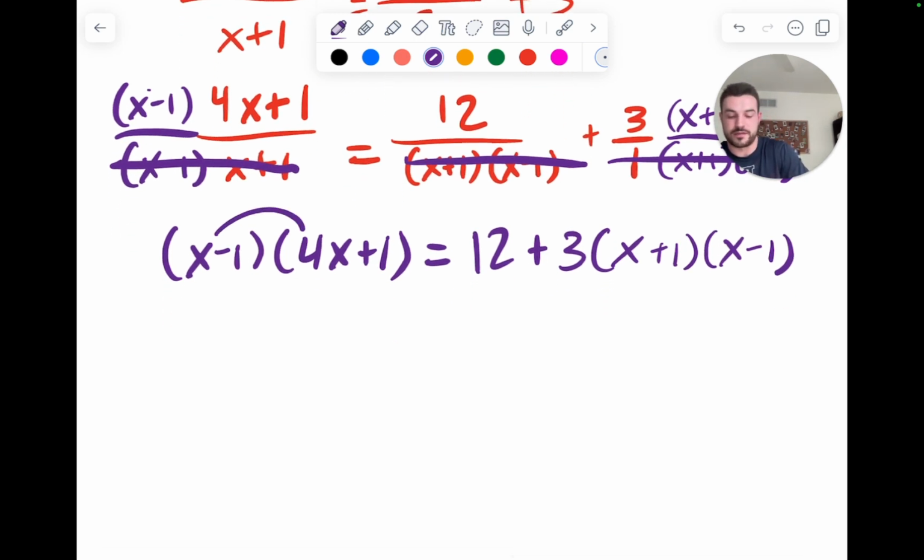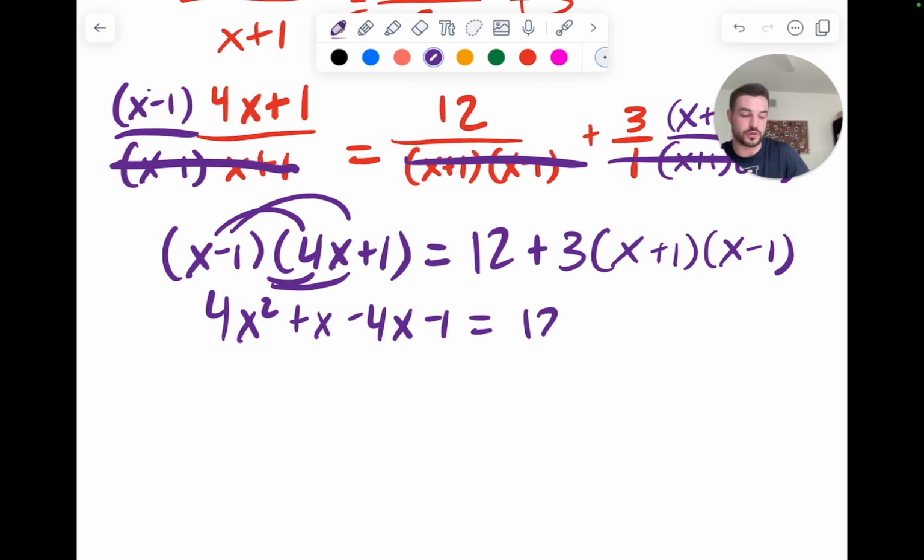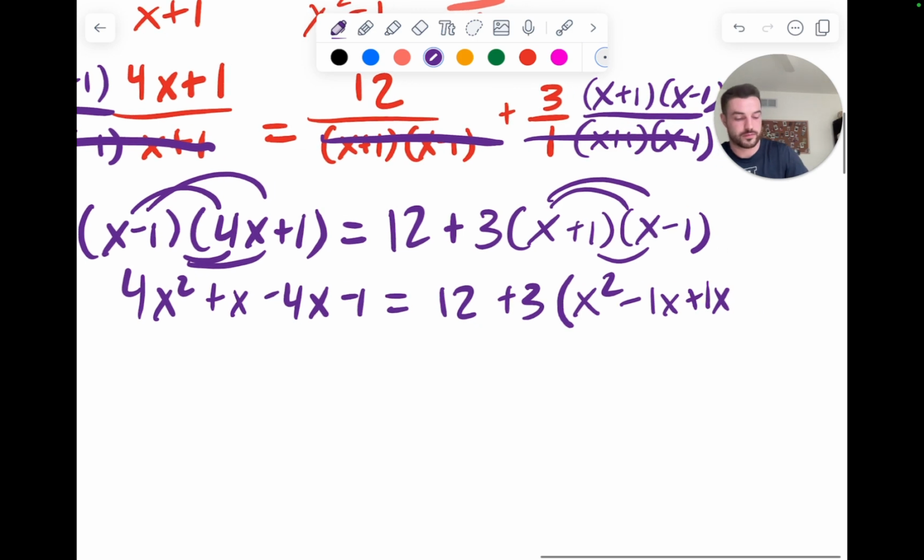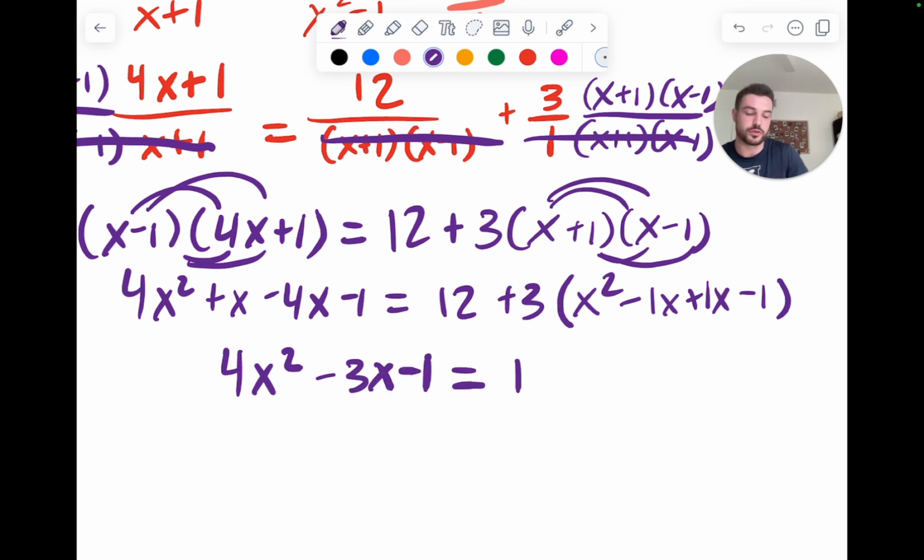So I FOIL on my left, I get 4x squared plus x minus 4x minus 1 is equal to 12 plus 3 times, FOIL over here as well, x squared minus 1x plus 1x minus 1. So if I simplify, I have 4x squared minus 3x minus 1 is equal to 12 plus 3 times x squared minus 1.